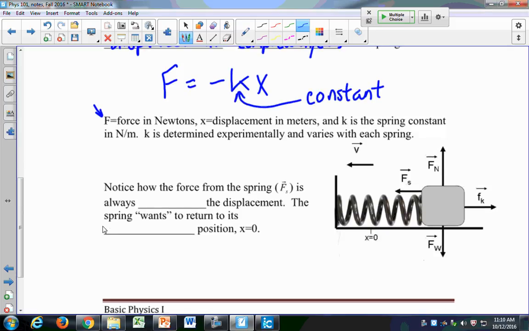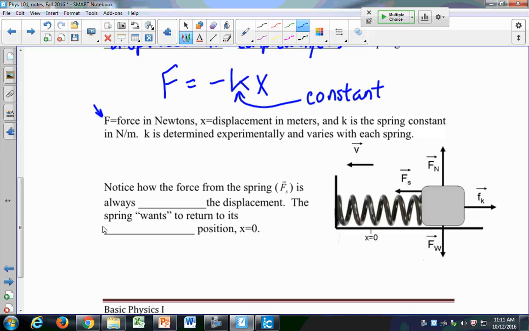Notice how the force, I have this figure, here's our spring right here. These are all the forces that we have acting on this spring. In this particular scenario, it's moving to the left, and so the spring is pulling in that direction. Kinetic friction is this direction because it's opposing the direction of the motion. We have our normal force straight up and our weight straight down.